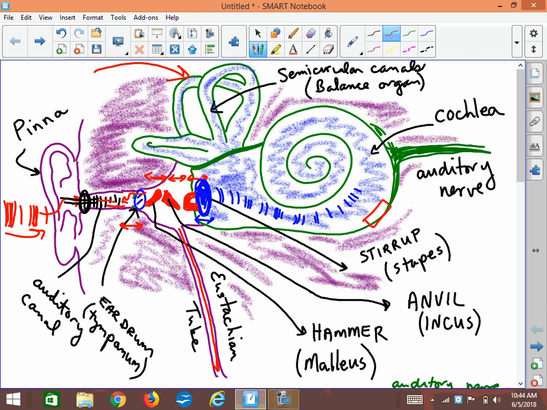Congenital hearing problems, people who are born deaf or born with hearing issues, usually it's because some of these structures haven't formed properly, in particular the cochlea and the hair cells and the nerves that go to the brain are not properly formed.